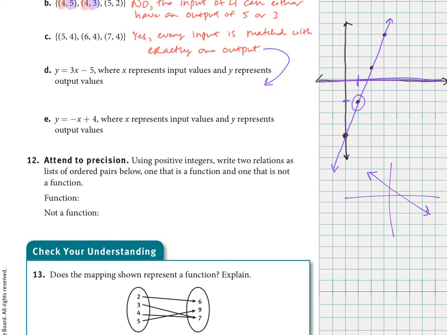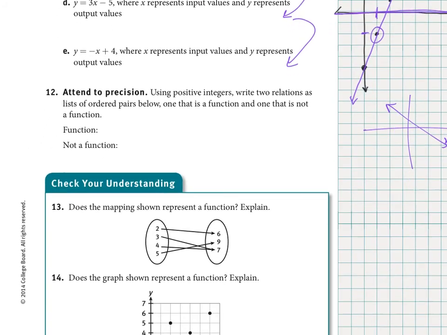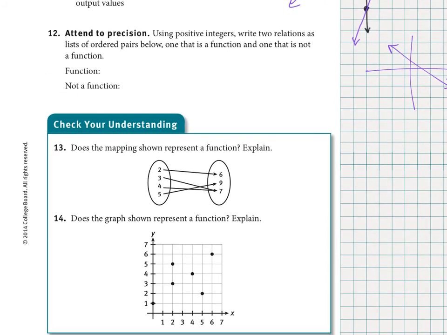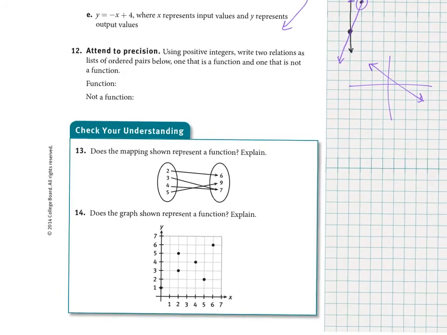Yes, we can see every value of x will result in exactly one value for y. So really the answer that we had for C and for A, we're also having it for D and E. All right, we're on the last pieces. We're going to look at 12, 13, and 14, and then we will be done.